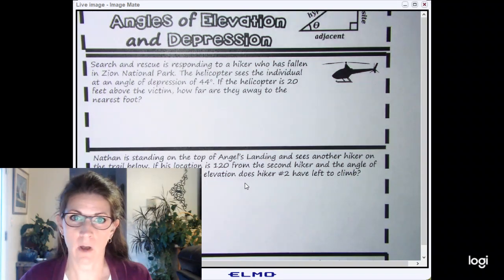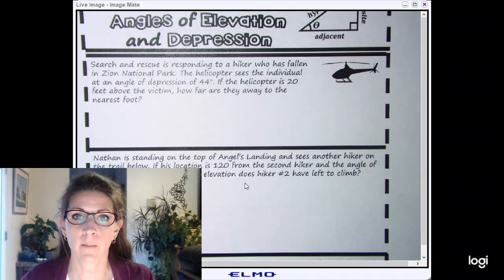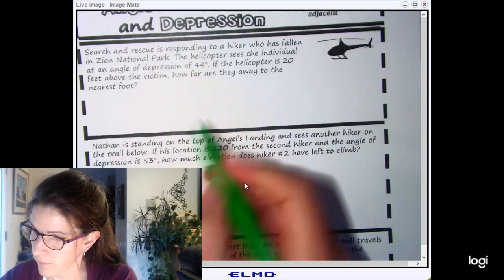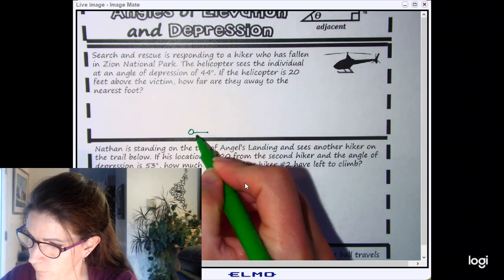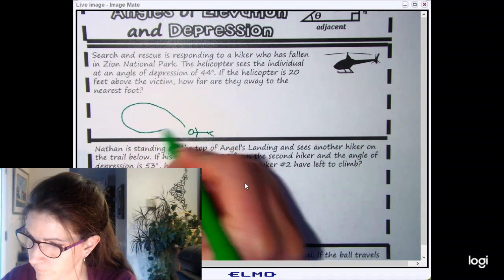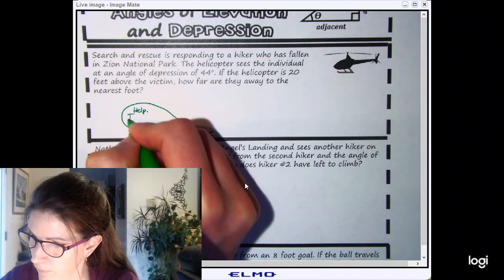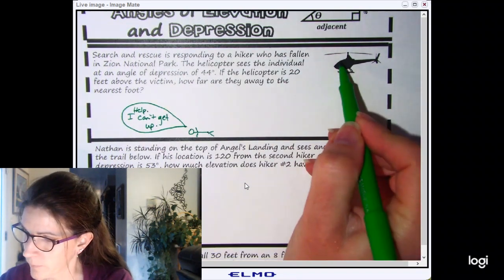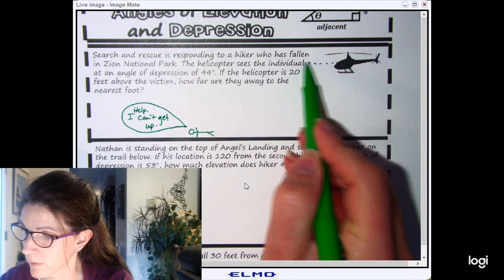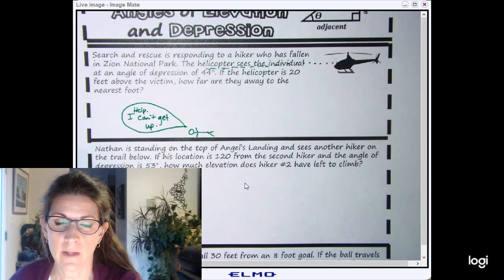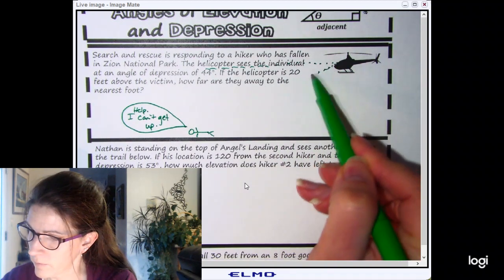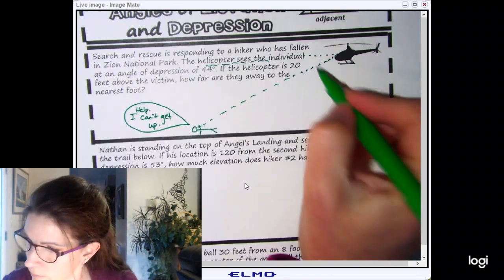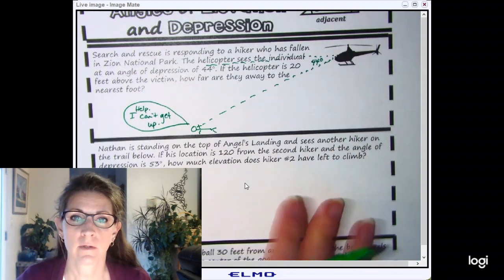Search and rescue is responding to a hiker who has fallen in Zion National Park. The helicopter sees the individual at an angle of depression of 44 degrees. So let's figure out what we've got going on there. We've got somebody who's fallen. Help. I can't get up. And here's the helicopter pilot. Now, if you were looking straight ahead, there's that line of sight. But then they've got to look down at our fallen hiker. And it told us that that angle of depression is 44 degrees. Now, what does it want to know?